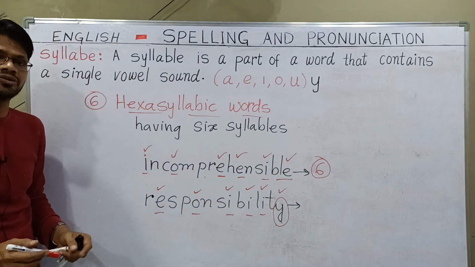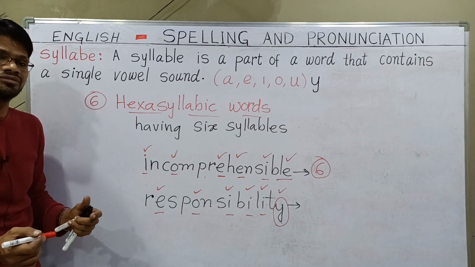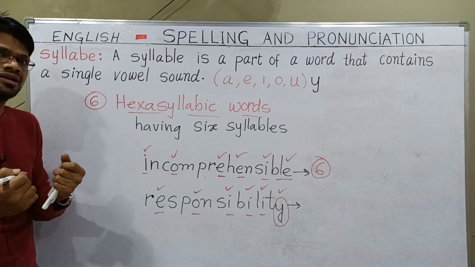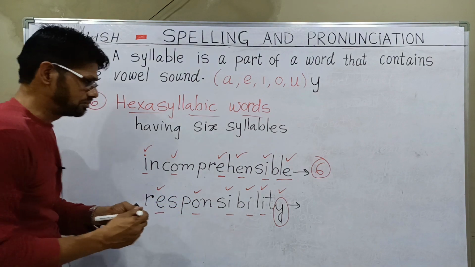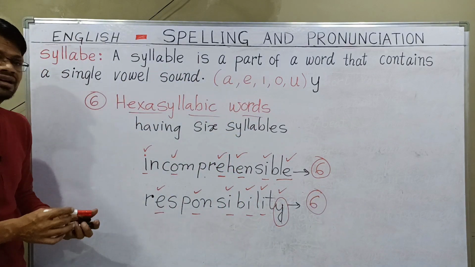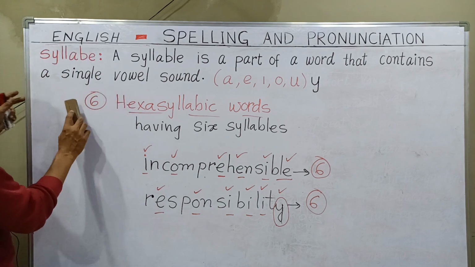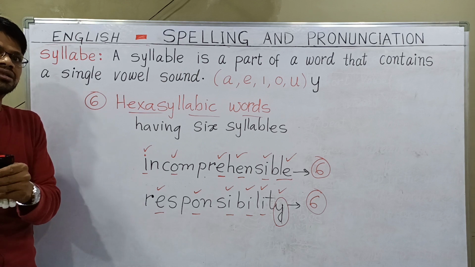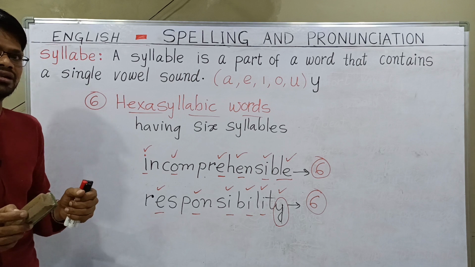Responsibility is a very important word in our life. We should be very responsible every time. It is our duty to be a responsible person. So responsibility, how many beats are there? 6 beats, 6 sounds of vowels. So this is a hexasyllabic word. So last one, what is the last one? Most of the time we use 1 to 6 syllabic words in our day-to-day life or in the English language.